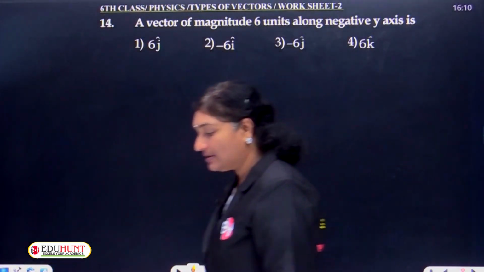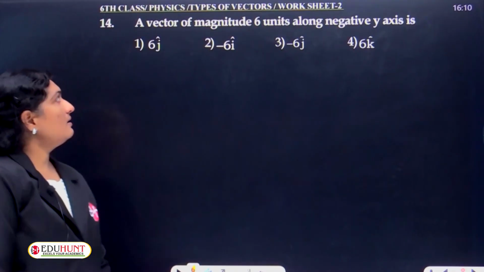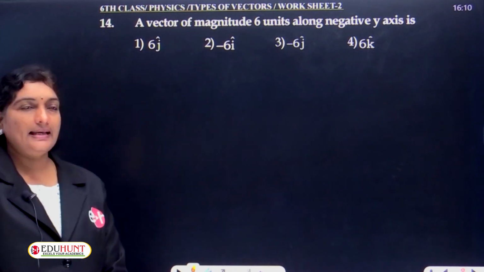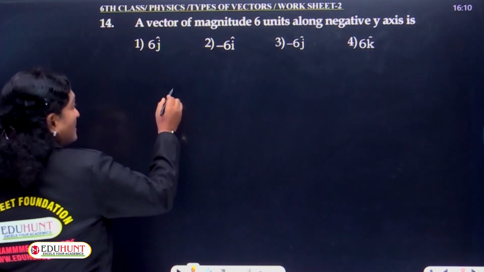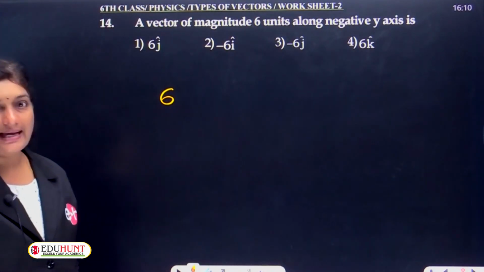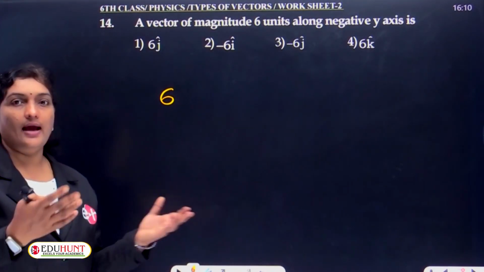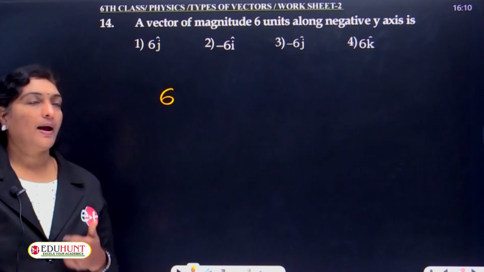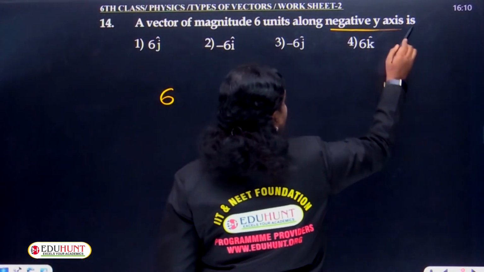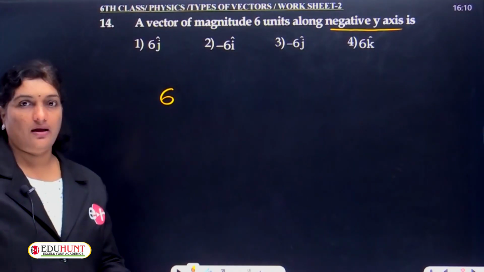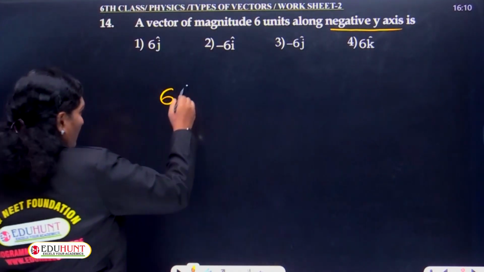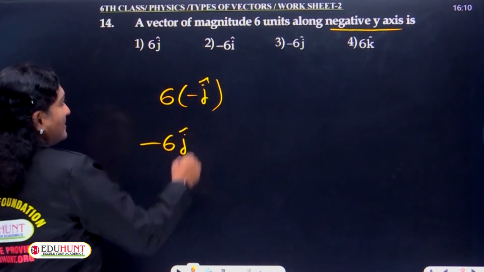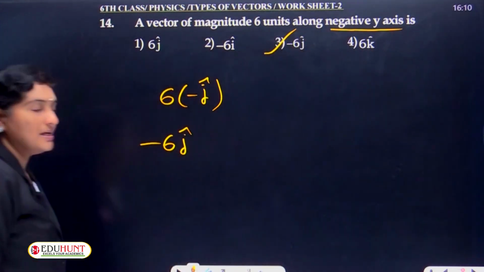So let us move to the 14th question, children. A vector of magnitude 6 units along the negative y-axis is, how much is the magnitude they gave? 6 units. Negative y-axis. The x-axis is i and minus i cap, the y-axis is j and minus j cap, the z-axis is k and minus k cap. Now you are asked to find the negative y-axis. The y-axis means j, negative means minus j, so it should be minus j cap. So how much is that, children? It is equal to minus 6 j cap. So option 3 must be true.